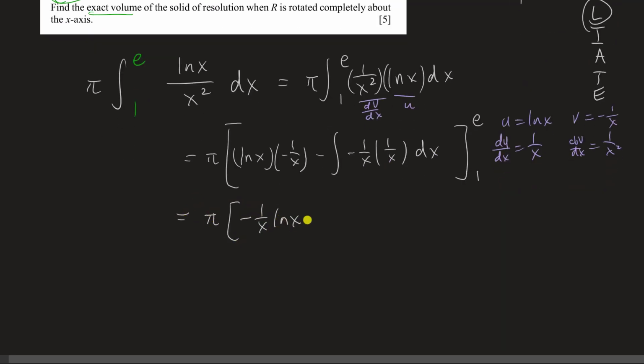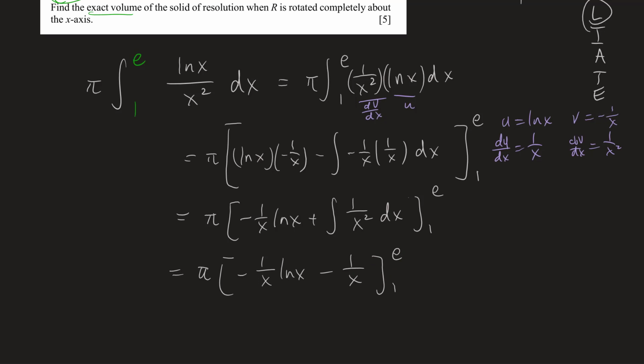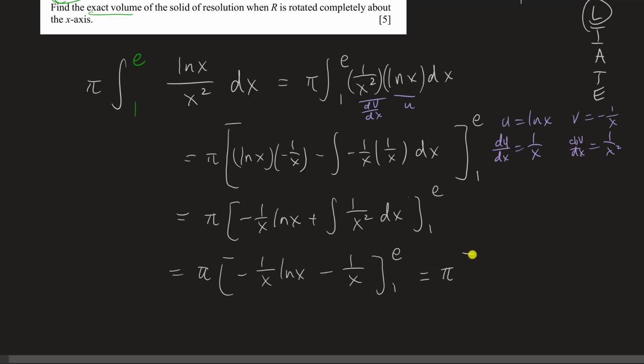-1 over x ln x minus, so I bring out the minus, I'll get plus, integrate 1 over x squared from 1 to e. This will give me minus 1 over x from 1 to e. Putting in the correct values would give you pi, subbing in e, ln e is 1, so this will give us -1 over e minus 1 over e. Minus away, subbing in 1. Subbing in 1 would give us 0, because ln 1 is 0, minus away 1, so -1. Pi 1 minus 2 over e.